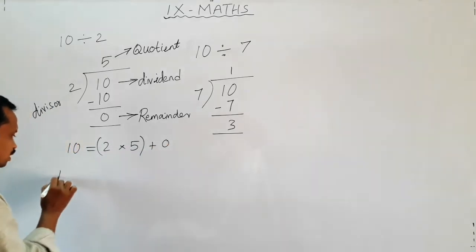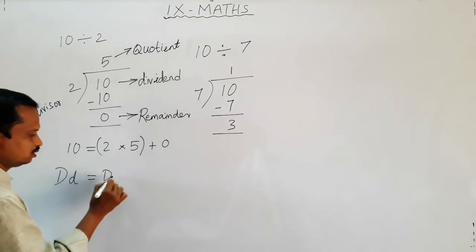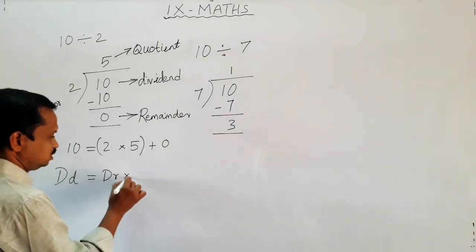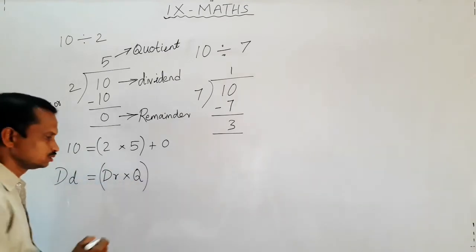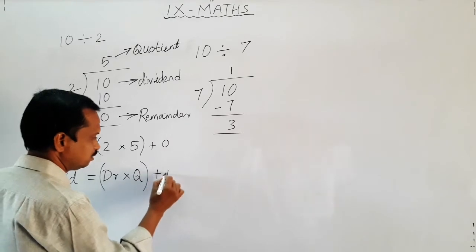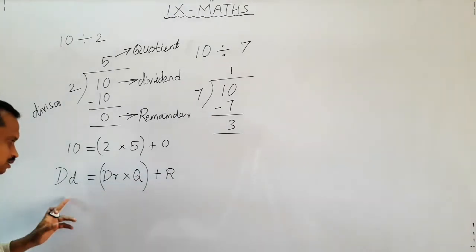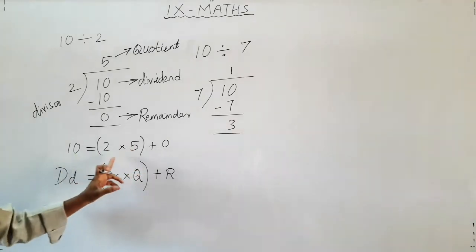So that's why dividend, capital D, small d. In short, this dividend you can write like this. Dividend is equal to divisor, you see d r, so divisor into quotient Q. You put brackets to avoid confusion, plus the remainder. Okay, so this is the format, this is the division algorithm. Dividend is equal to divisor into quotient plus remainder. Like that only it comes.